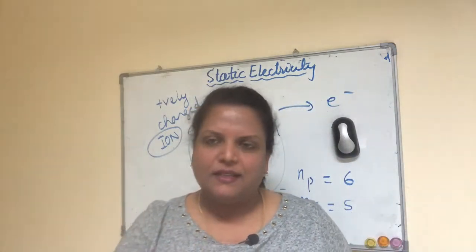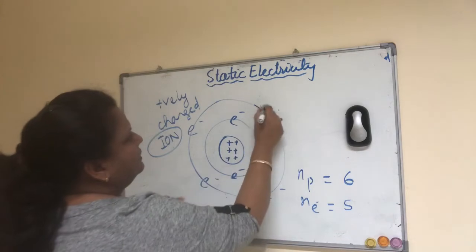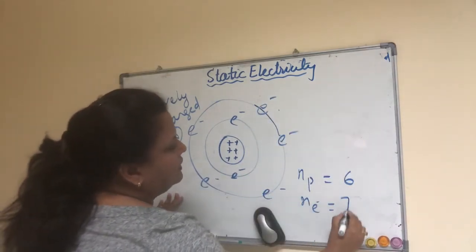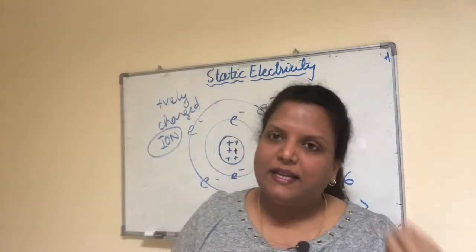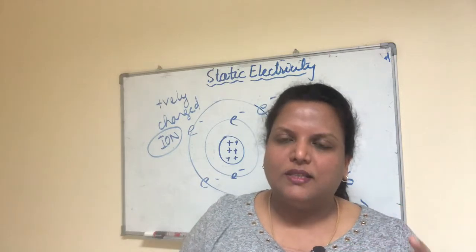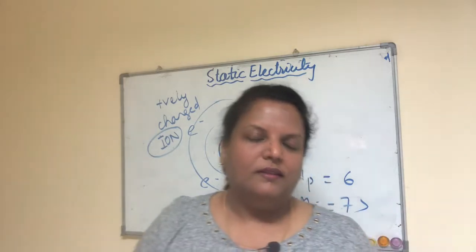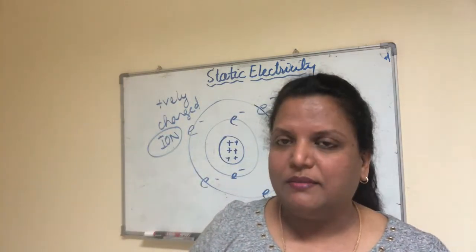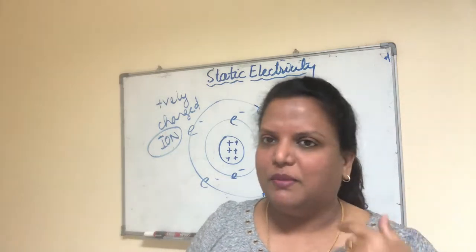Now what if it gains electrons? Then it will have an additional electron. What happens to the number of electrons now? 7. So this is greater now. So it becomes a negatively charged ion. You get it? So when charges move from one object to the other, the imbalance will create not an atom anymore. It's not a neutral atom. You have to refer to it as an ion. Okay, that's tip number 1.